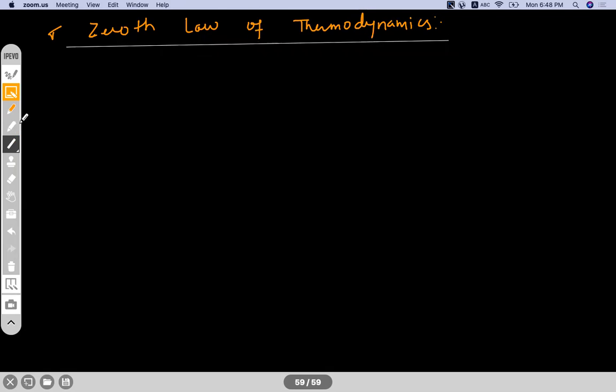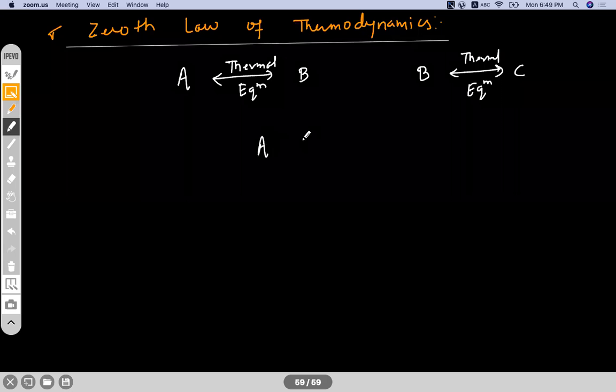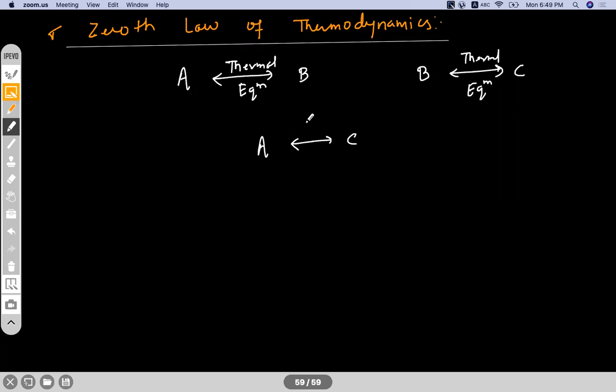See, the simple meaning is what? Suppose A is a system in thermal equilibrium with B, and B is also in thermal equilibrium with another object system, that is C. This kind of arrangement we have. A is in thermal equilibrium with B, B is in thermal equilibrium with C. So according to the zeroth law of thermodynamics, if these two cases are there, then A is also in thermal equilibrium with C. This is what the zeroth law of thermodynamics says. The statement you write down.